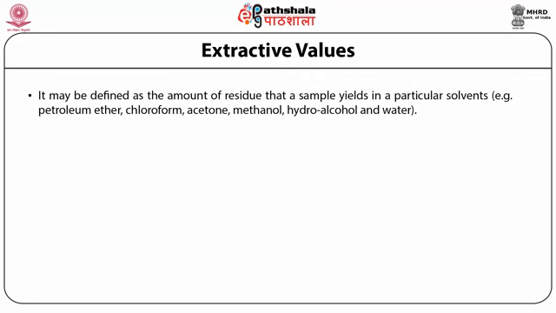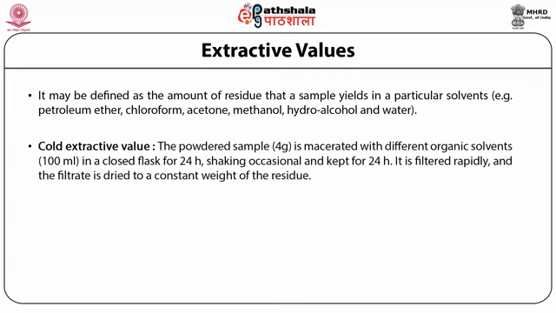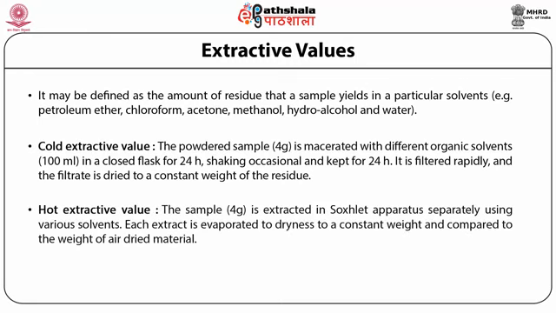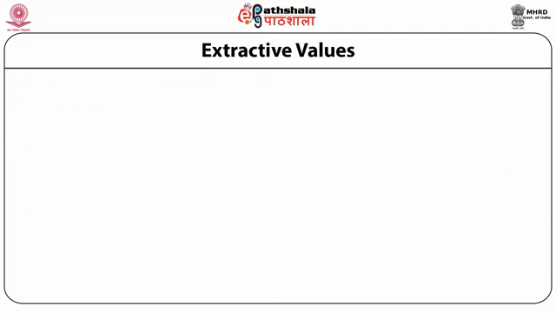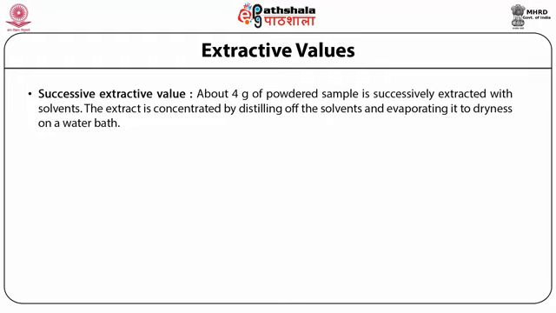It is particularly preferred when the other methods or parameters cannot be applied. So here you can go for the cold extractive values, hot extractive values, and the successive extractive values. In cold extraction, there is maceration with different organic solvents, while in hot extraction, the Soxhlet apparatus is used for the determination of extractive values, while in successive solvents, they are changed with respect to their polarity from low polar to more polar solvents.